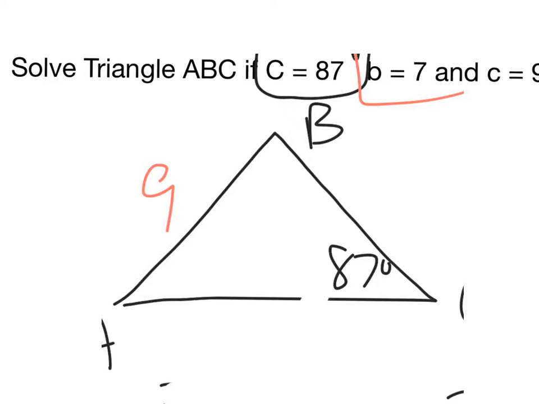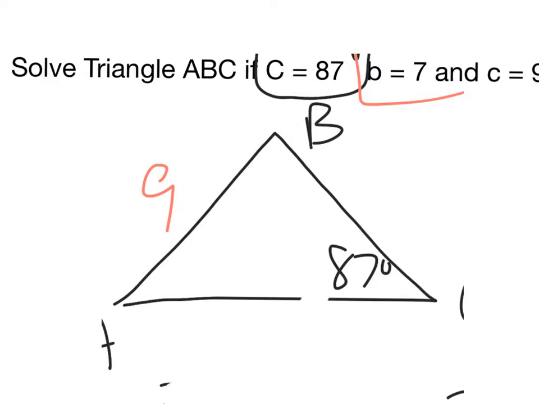That's going to be 7. And little c, the side opposite angle C, that's going to be 9. And in order to solve a triangle, you need to determine what all three angles are equal to and what all three sides are equal to. So by the end of the problem, we want to have all 6 pieces of information. And here they're telling us 3.